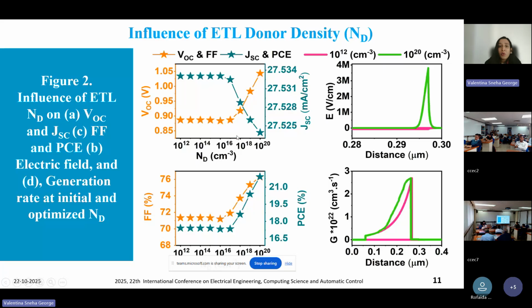And then, in order to observe these changes, we have extracted the generation rate plot and the electric field. From the generation rate, we can see that there is a drastic increase in the generation rate at the higher donor density compared to the lower donor density. Similarly, the electric field distribution has drastically increased in the absorber region at the higher donor densities of ETL, whereas it has been reduced to the lowest at the lower carrier density. Hence, we have chosen 10^20 to be the optimal value.